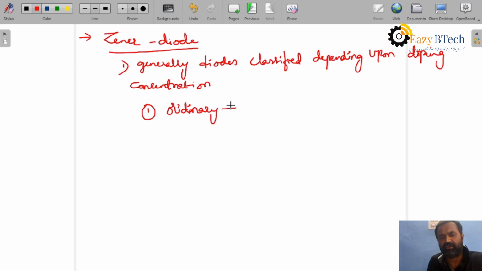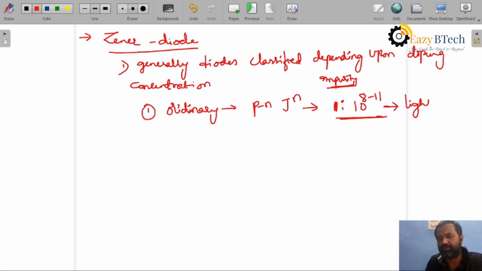This ordinary diode we will call a PN junction diode. Then it is 1 part in 10 power 8 to 11. This 1 is nothing but impurity. Okay students, 1 impurity in this ratio. Then it is an ordinary diode, which we will call lightly doped.